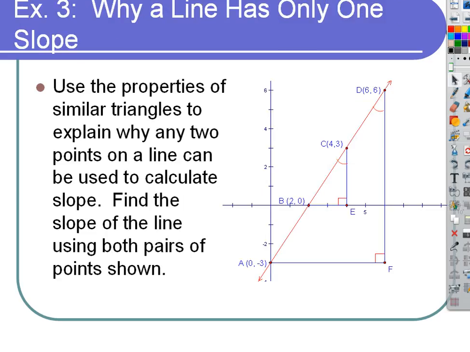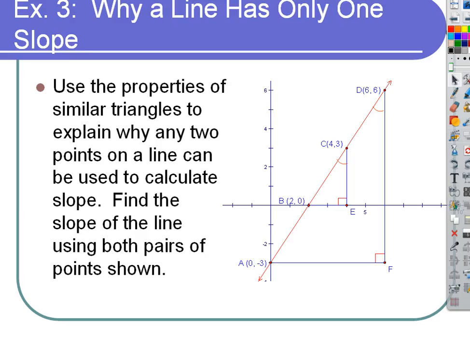Let's take a look at this now. The last thing I want to take a quick look at is using this angle-angle similarity relationship to show why any 2 points I use to determine the slope of a line always give me the same answer. Now I want you to just allow yourself to be interested in this for a second. To me, it's really interesting and important that math does this kind of thing I'm about to show you.